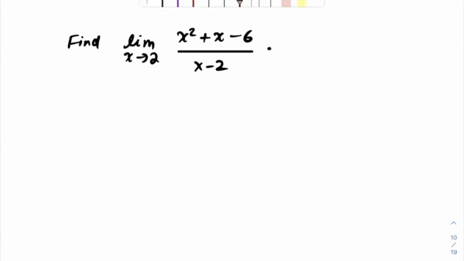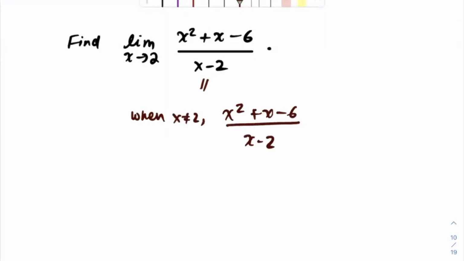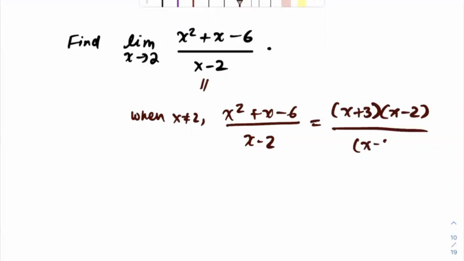All right, so again, we repeat the same trick. So we only care about the value of this function when x is not 2. So away from 2, the denominator is not going to be 0. And so we can write down what this is equal to when x is not 2. Again, we can factor the numerator. So this is equal to x plus 3 times x minus 2 over x minus 2. And then again, the x minus 2 cancels, and it's just x plus 3.